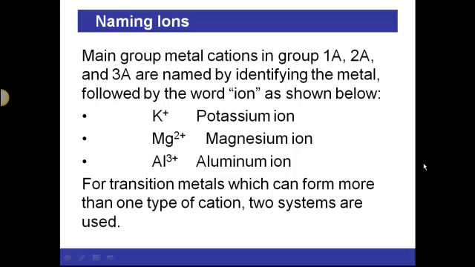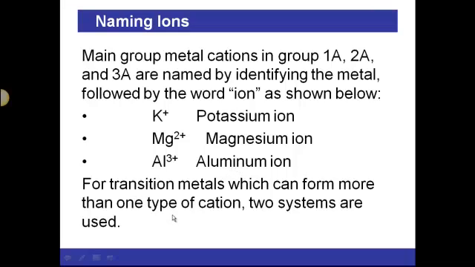So our main group metal cations that are formed from groups 1A, 2A, and 3A are going to be named by identifying the metal and then following the word by ion. So naming our cations is going to be very easy. For potassium, we would just call this a potassium ion. For magnesium 2+, we'd call this a magnesium ion. For aluminum 3+, we'd call this an aluminum ion.